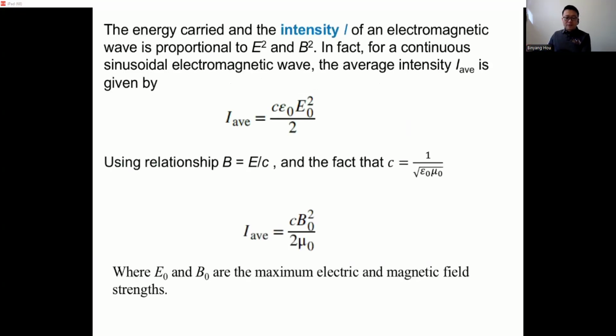So the average intensity can again be expressed using just the E field. This is for when we are using the maximum, not the RMS. When you are using RMS, you don't have the one half here. But when you use the maximum, the peak value of the E field, then we divide by 2, because E peak squared over 2 is equal to E RMS squared. The same thing applies if you want to express it in terms of B maximum squared. There's a factor of 2 there as well.